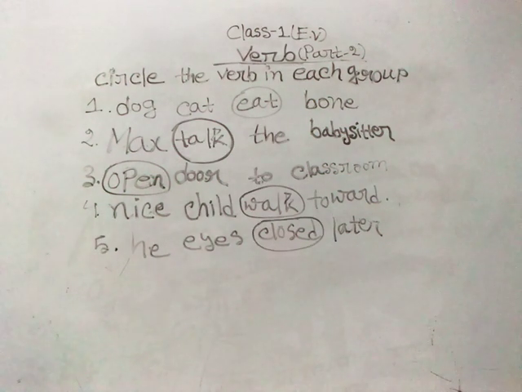So we have done all of the groups of words here. See, dog, cat, eat, bone. The eat is the correct verb, so I made a circle on it. Makes talk the babysitter. Here talk is the verb. Open door to classroom. I made a circle over open. Nice child, work toward. Work is the desired verb. That's why I made a circle on it. He, eyes closed later. Here closed is the correct one. So we circle the word closed as the verb.